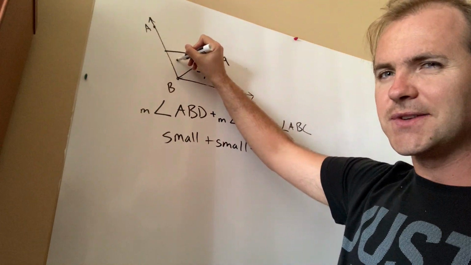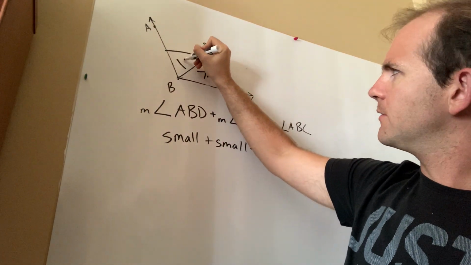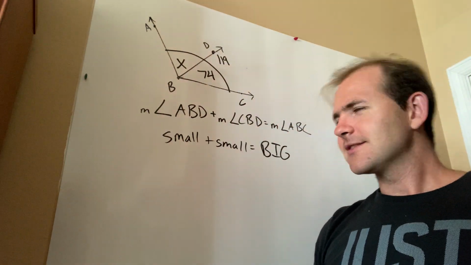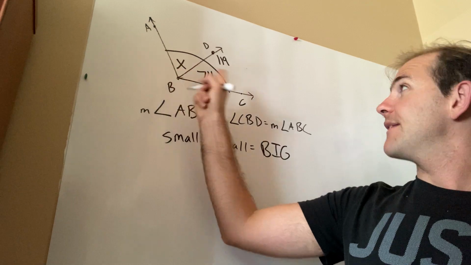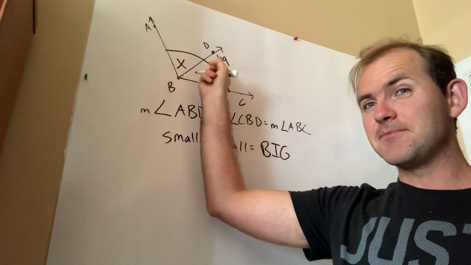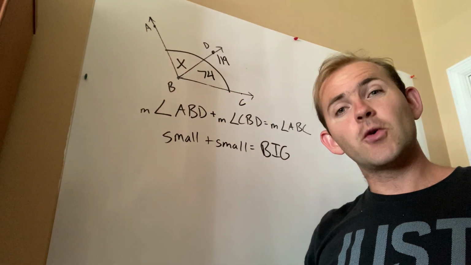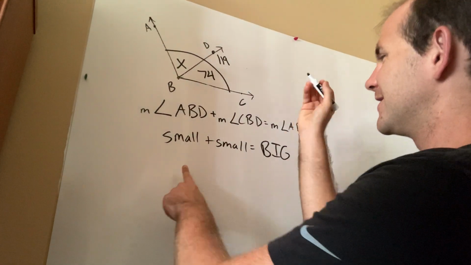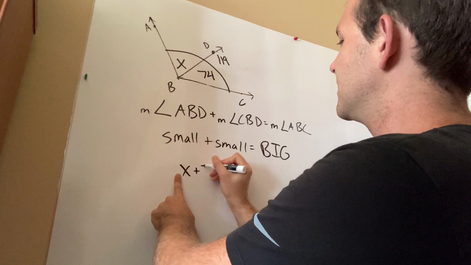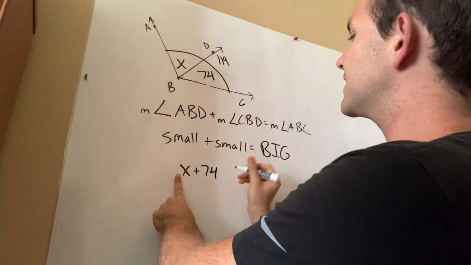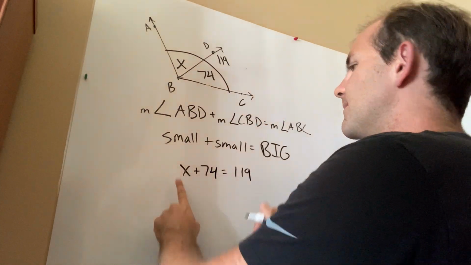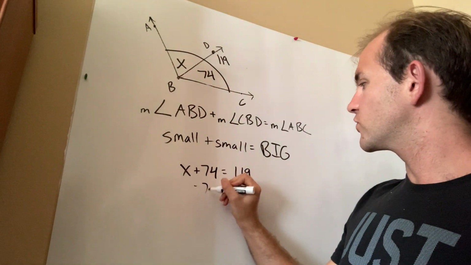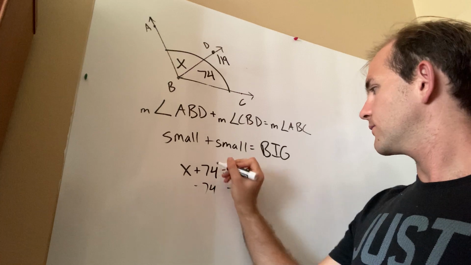Do I know what it is? Not yet. So if I don't know something, I'm going to call it X. Okay, so I've got a small, and I've got a big. What would you guys think the equation would be that I have to use in order to find my small? So I would say X plus 74, so these two angles together, equal 119. From here, it's actually just a one-step equation. Subtract 74 from both sides, right?